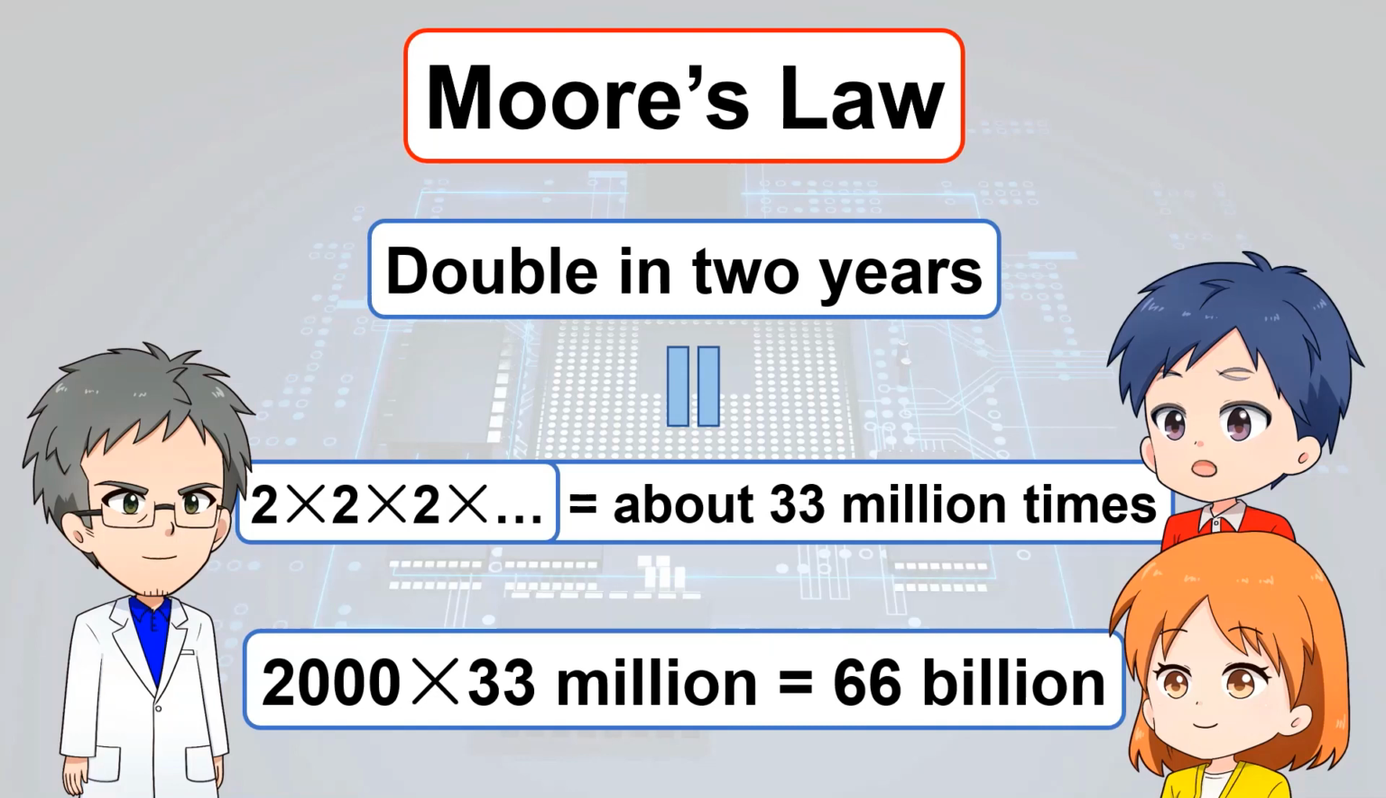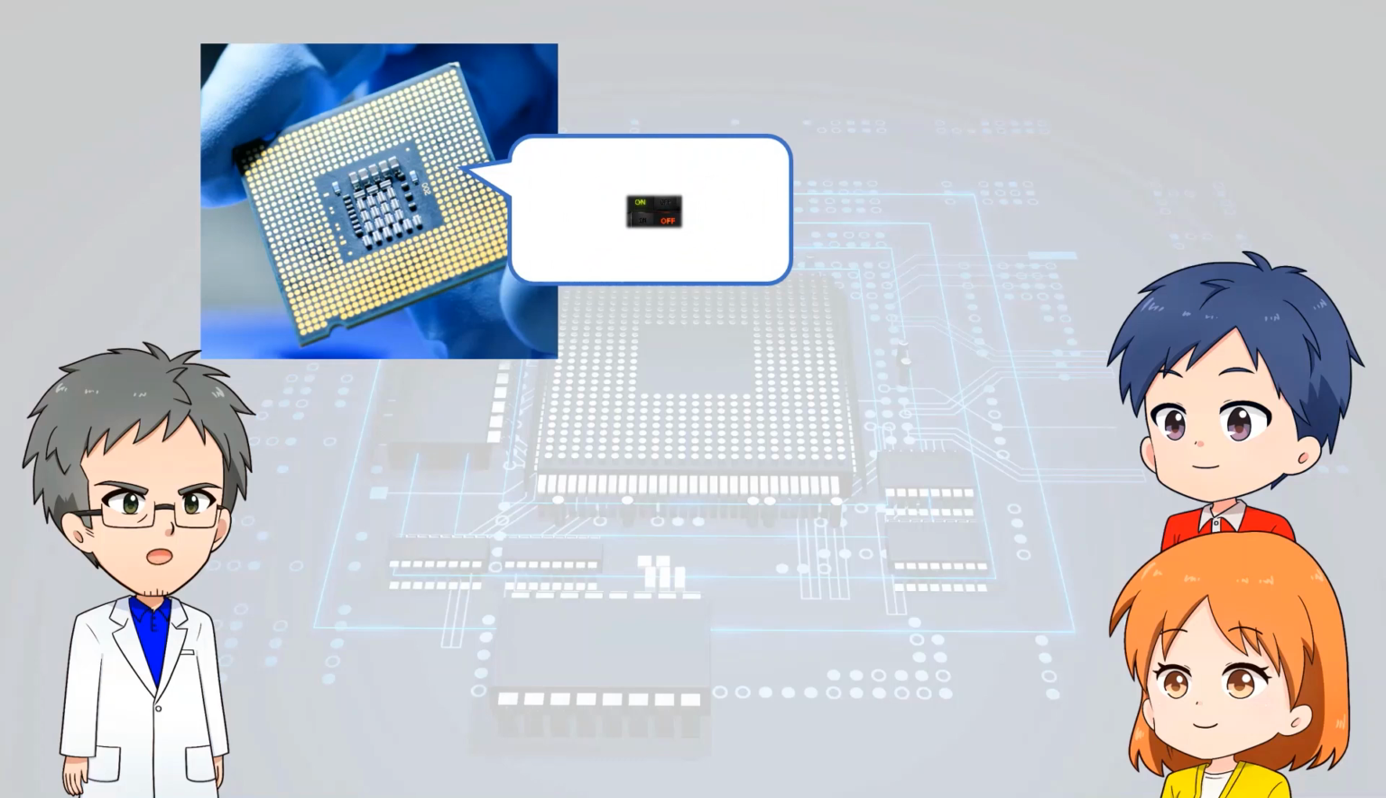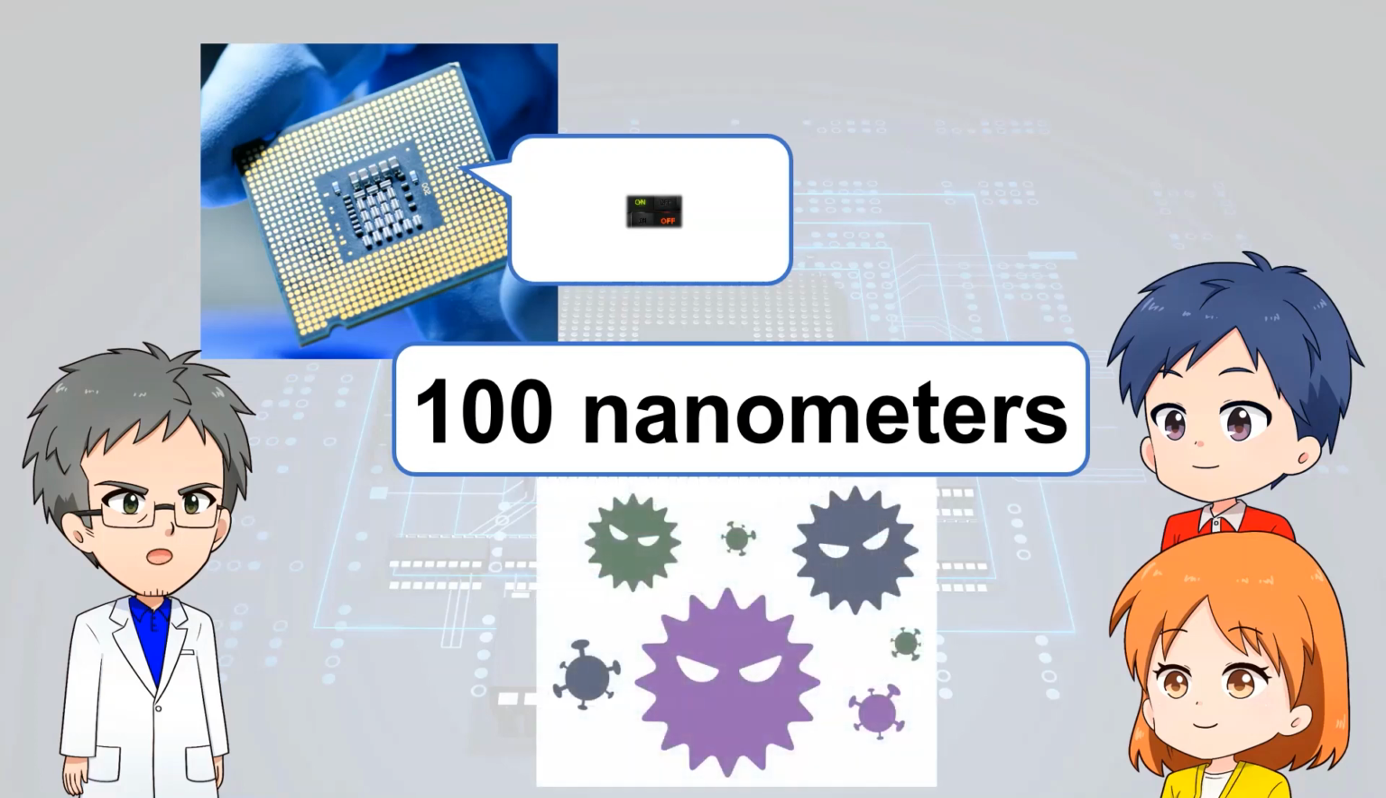Why? Science is advancing, so shouldn't the number also be increasing? Well, designers have made the switches smaller so that the number can be increased. But now the switches are too small and can't be made properly. How small is too small? 100 nanometer, or 1/10 millionth of a meter. It's about the same size as a virus. I can't even imagine the size.